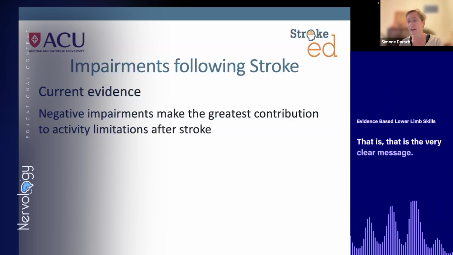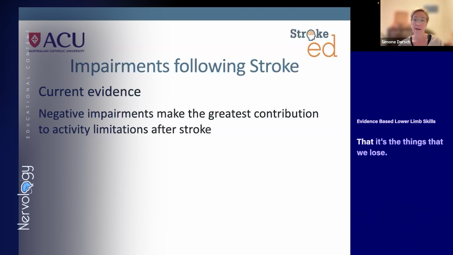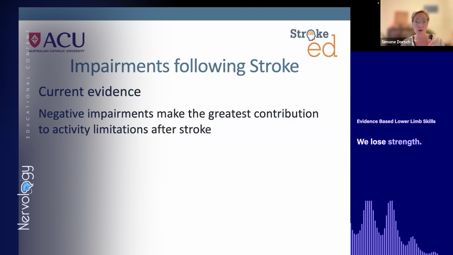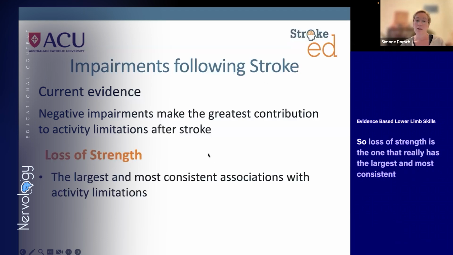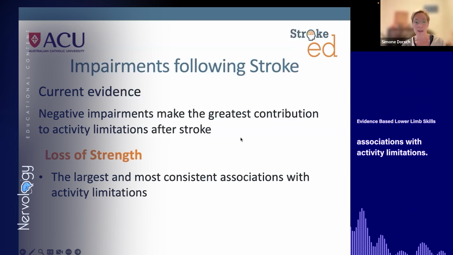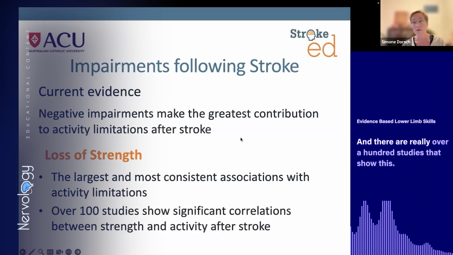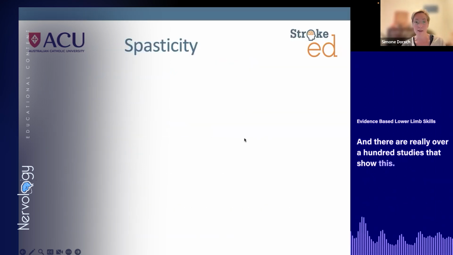That is the very clear message here. It's the things that we lose. We lose strength. We lose coordination. Those are the really big things. We do often lose sensation, but that is not so clearly linked with people's function. So loss of strength is the one that really has the largest and most consistent associations with activity limitations. And there are really over 100 studies that show this.